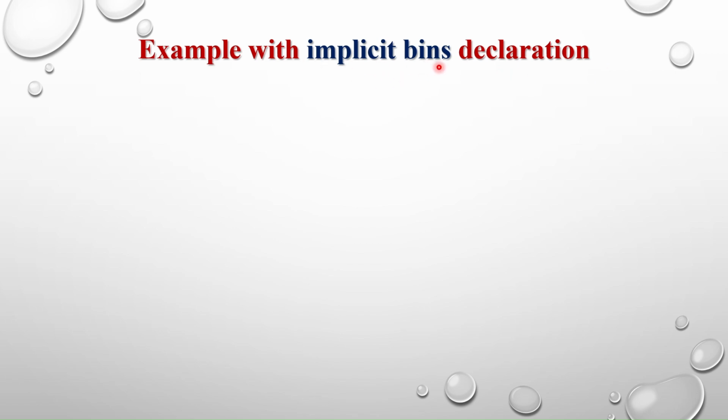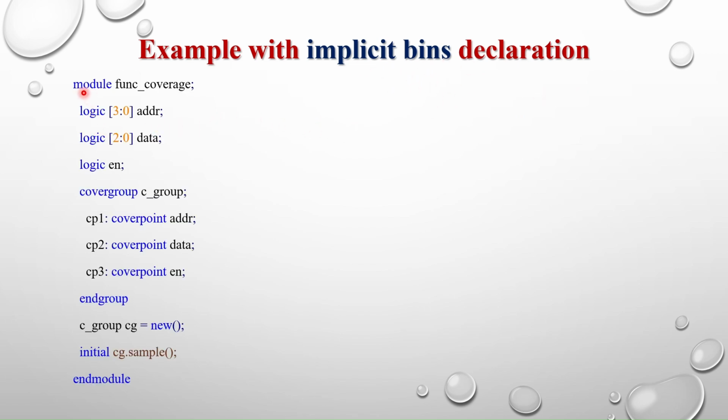Now we will see an example with implicit bins declaration. So what is implicit bins? In the last slide I told you that automatically generated bins are called implicit bins, but how the bins will be created automatically, we will see in this example. Here I have a module functional coverage, and inside the module I have three variables: address, data, and enable. Here it's important to know the bit width of the variable. This will tell you how many implicit bins will be generated for the variable.